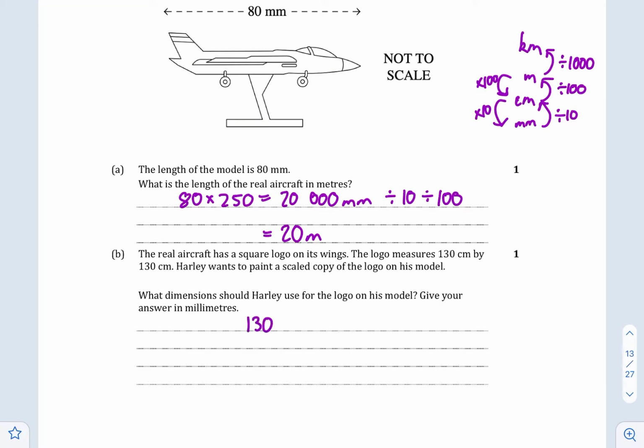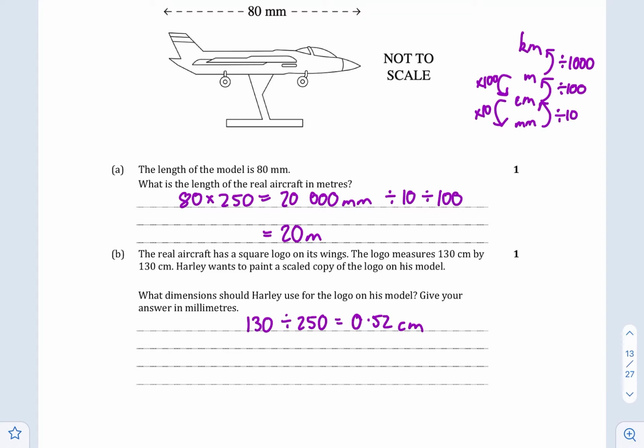Well, if we've got 130 centimetres in real life, we need to do the opposite of what we did for A. We need to divide by 250. And if we do that, we get 130 divided by 250, which is 0.52 centimetres.